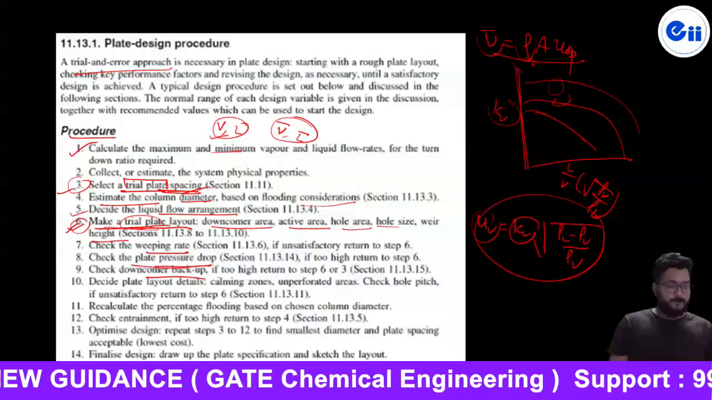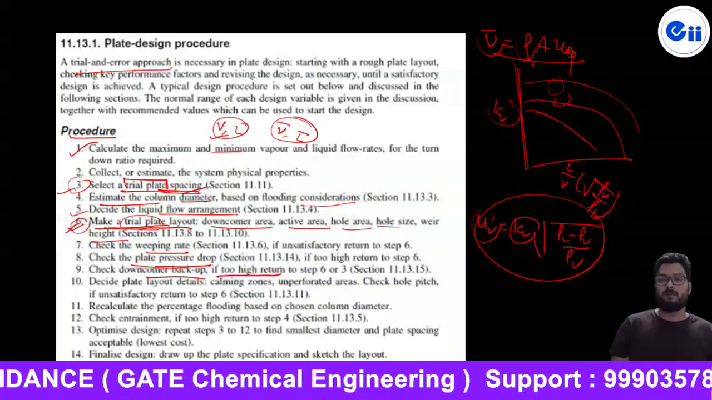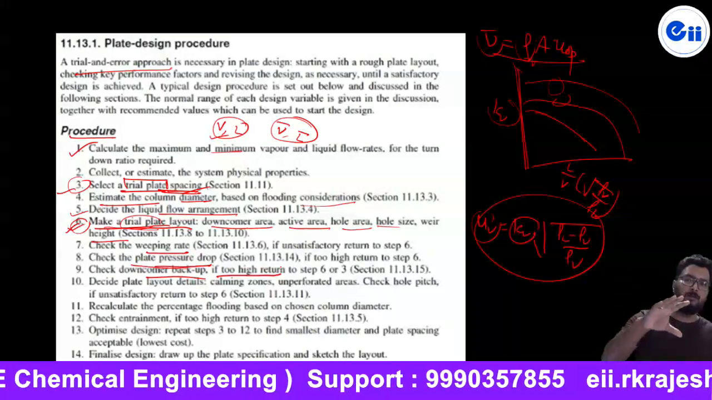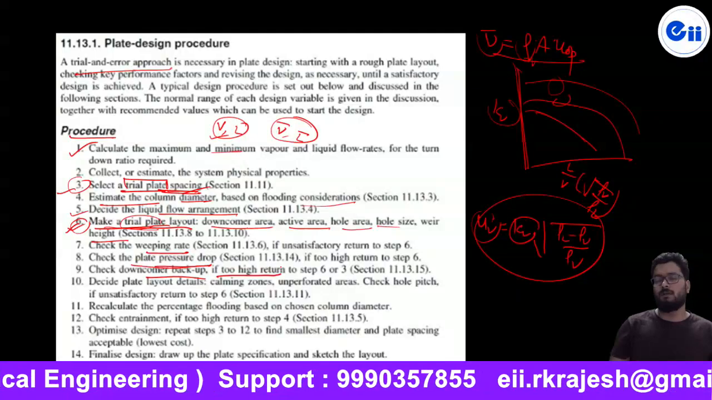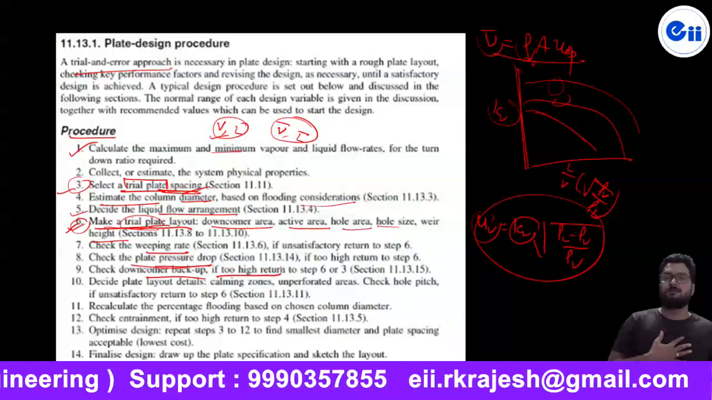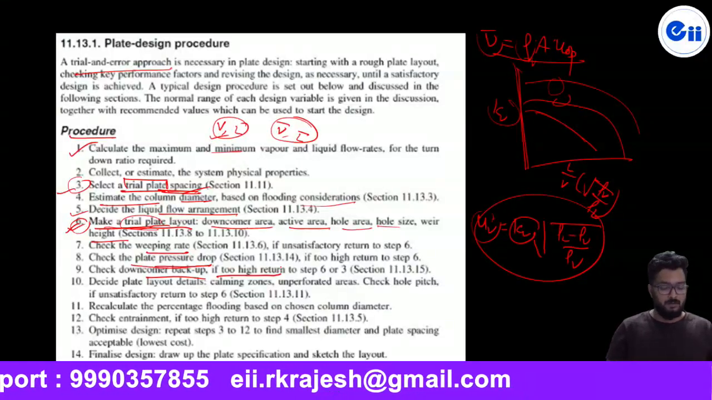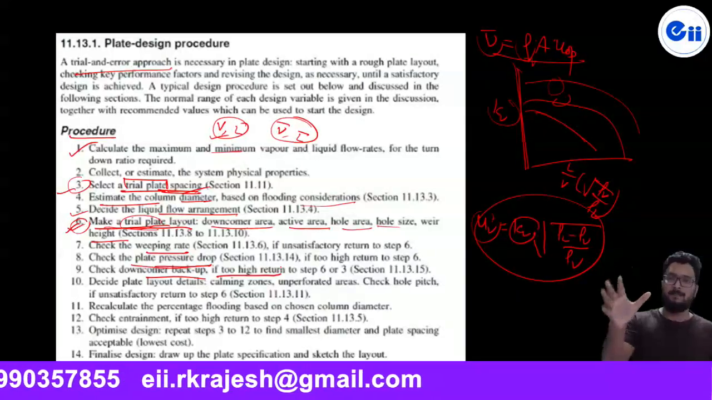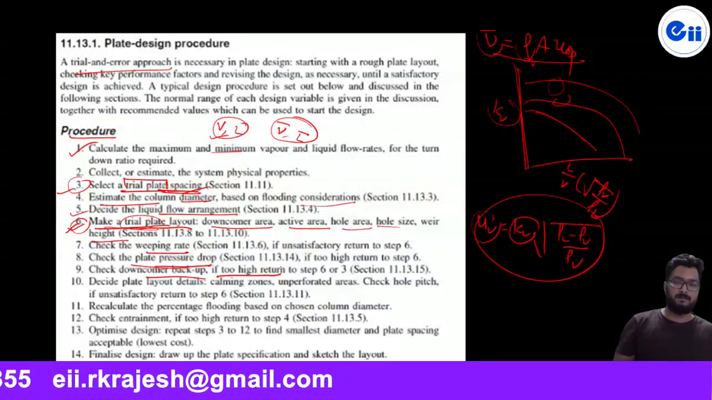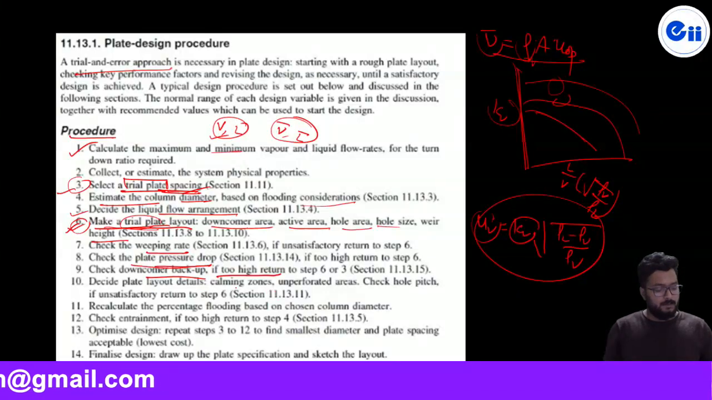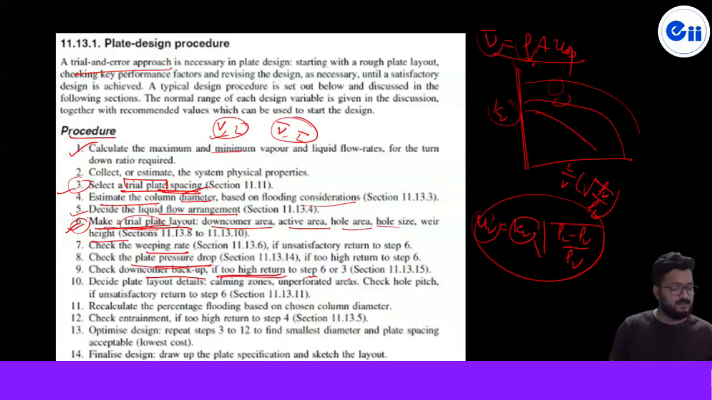And if downcomer backup is too high, अगर डाउनकमर बैकअप बहुत ज़्यादा हो गया तो फ्लडिंग कंडीशन हो जाएगी. I told you, if the height of the liquid in the downcomer is more than the plate spacing, then what happens, either we have to increase the plate spacing or we have to change the plate layout. Okay, if we are in designing mode, once designed, then we can't change these parameters. This is only during design. Okay, so here, if too high, return to step number 6 or 3, because 6 and 3 are the only steps where we have assumed some values.